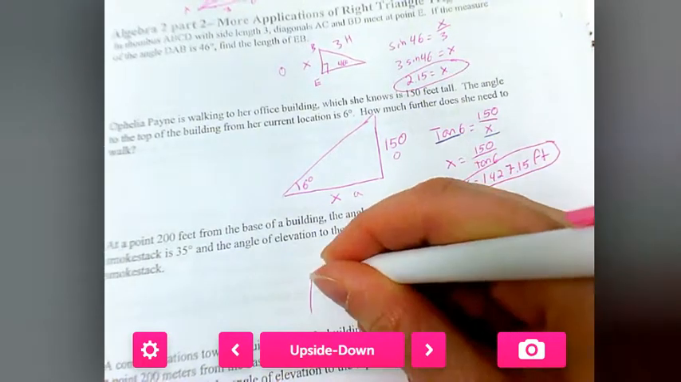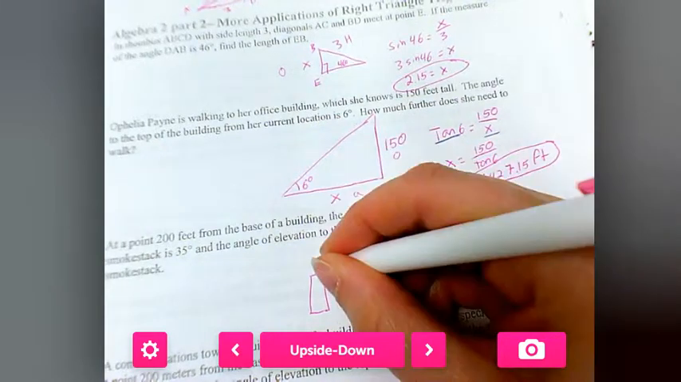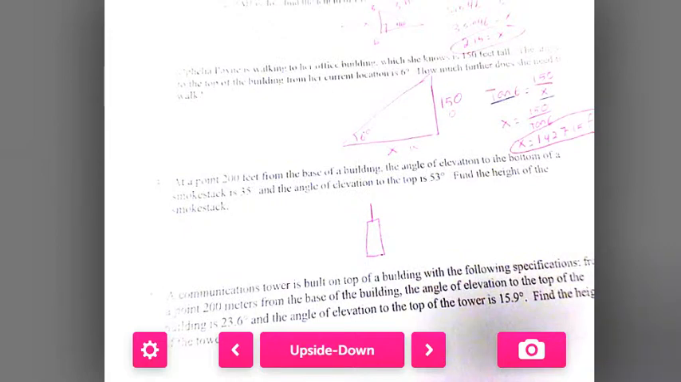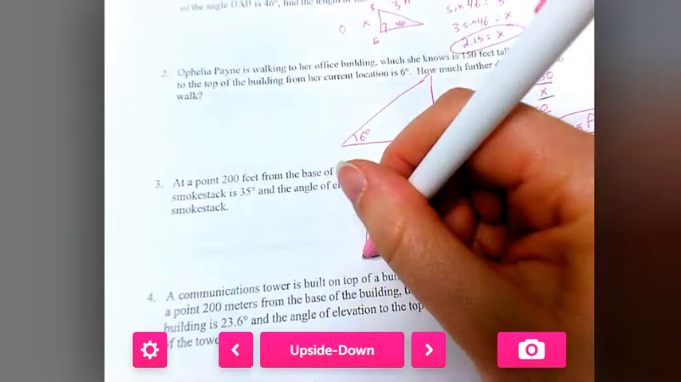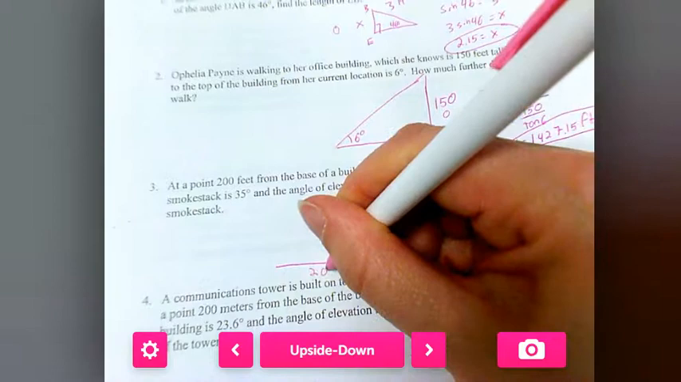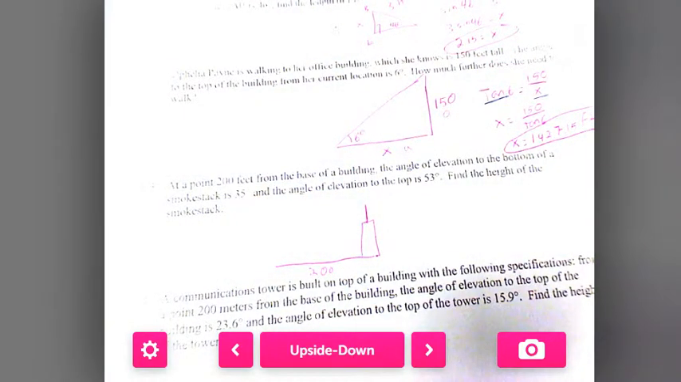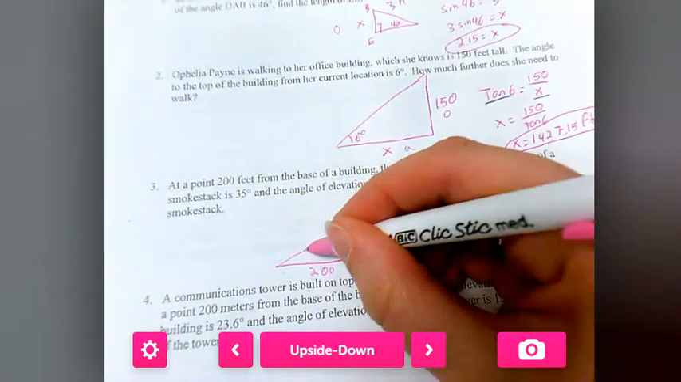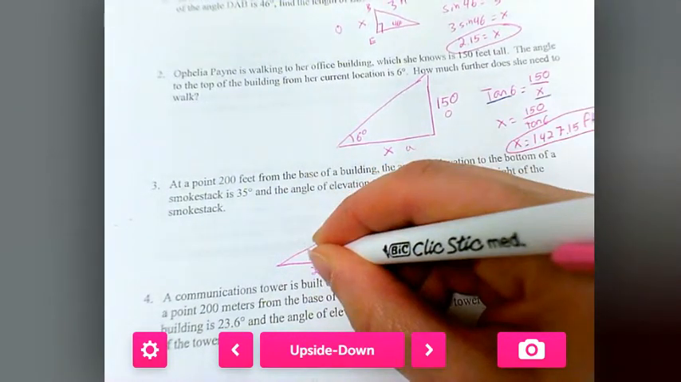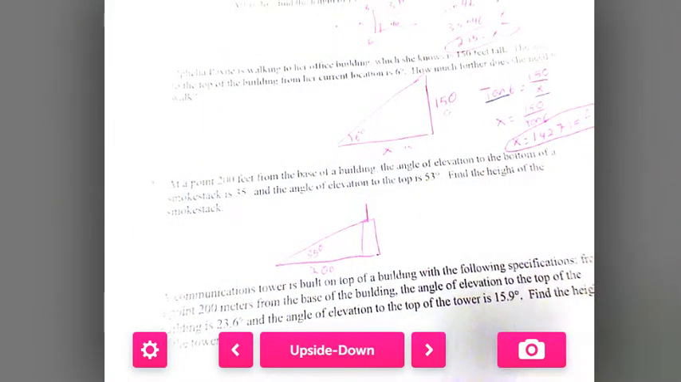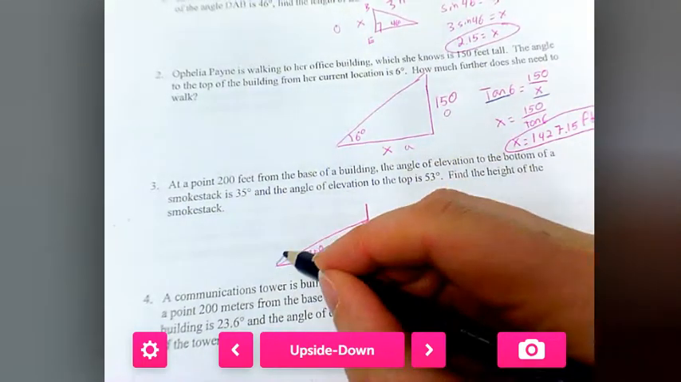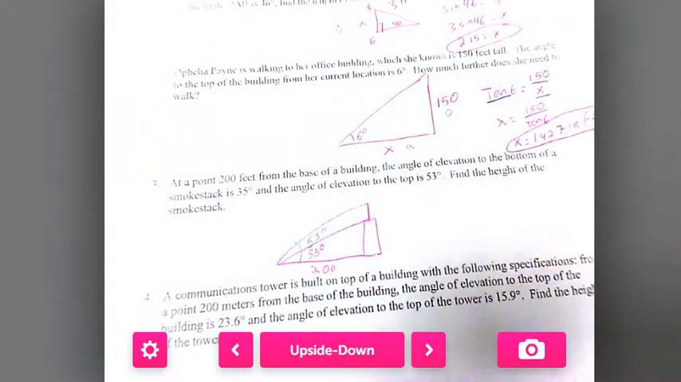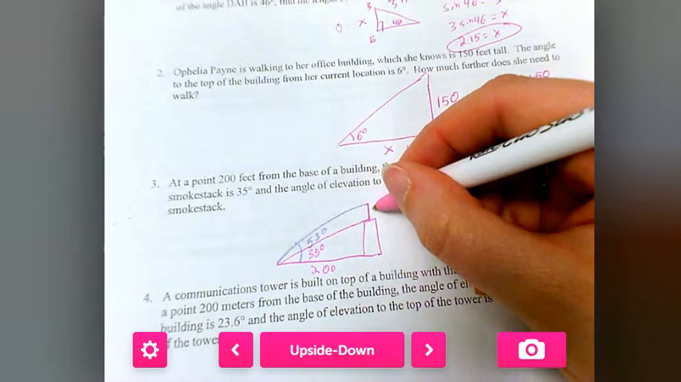So first of all, we have a building, and then it has a smokestack at the top of the building. Okay? At a point 200 feet from the base, so I know I'm 200 feet over here, to get to the bottom of the smokestack, it's 35 degrees. So this triangle is 35 degrees. And then I'm saying that this triangle, this is 53 degrees. Okay? And we want to find the height of this smokestack right here.